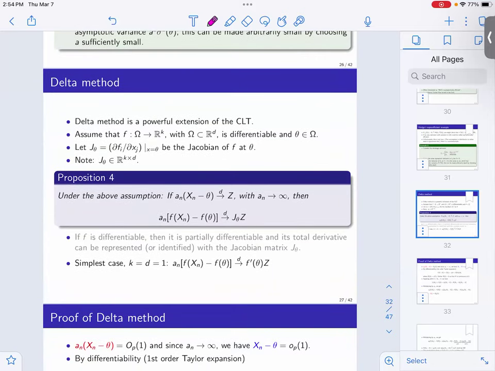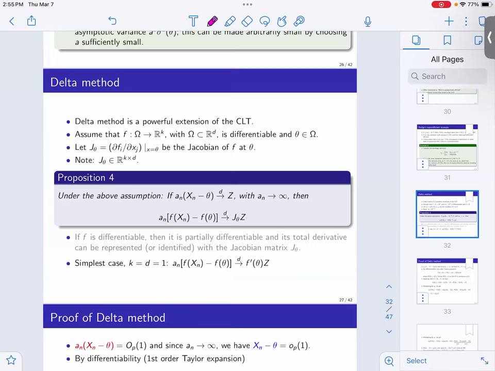Okay. The next thing that I want to cover, so there are three main results. One was about the consistency, the other was asymptotic normality, and then there's this final result, which is in the same category, proven by the Taylor expansion again. It's called the delta method. It gives you another way of establishing asymptotic normality results outside that M estimator business.